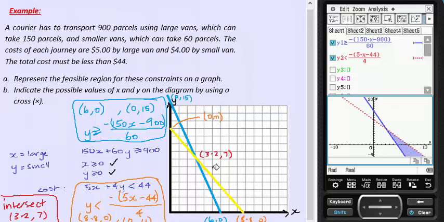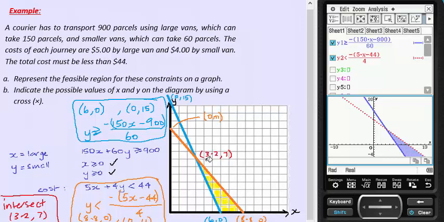I'll just try and cut, whoops, I didn't mean to colour that line in. I'll just try and colour this in a little bit so we can see that this is my region, that's my feasible region for this particular question. And I think I've made it pretty clear where that zone is. So that's part A done.